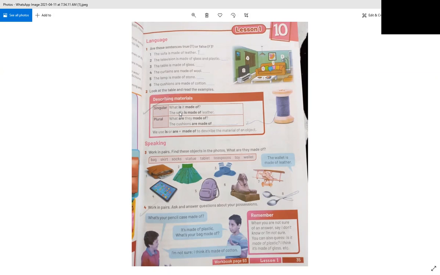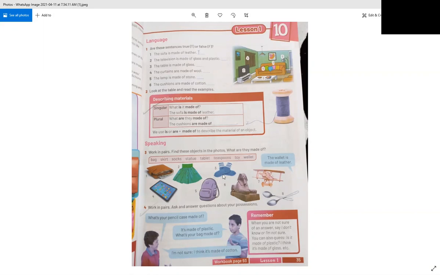This is how we form the question. And what about the answer? The sofa is made of leather. Chairs are made of cotton. Televisions are made of glass, and so on. For the plural, we use are. What are they made of? What are shirts made of? What are desks or chairs made of? And the answer, the cushions are made of wool or cotton or whatever. So we use is or are plus made of to describe the material of an object.